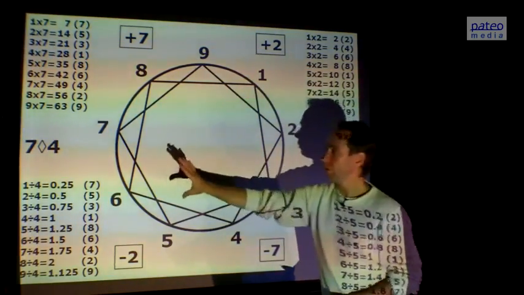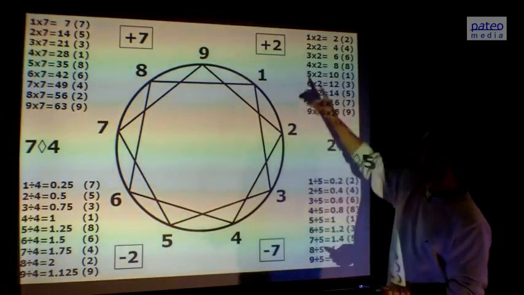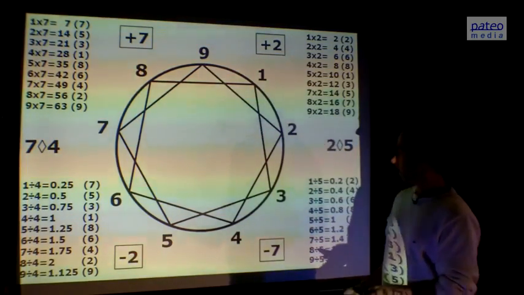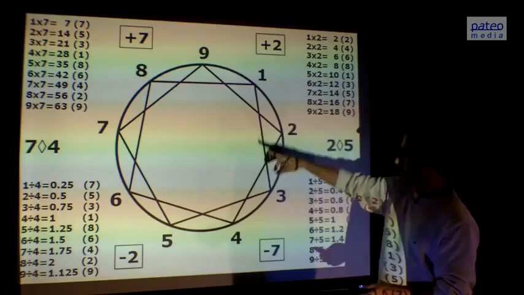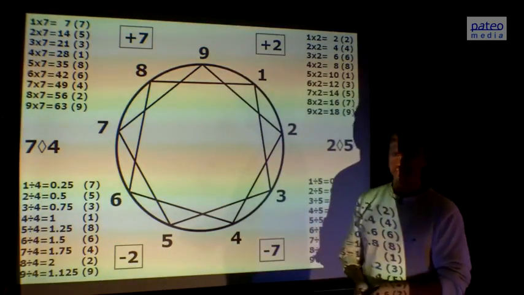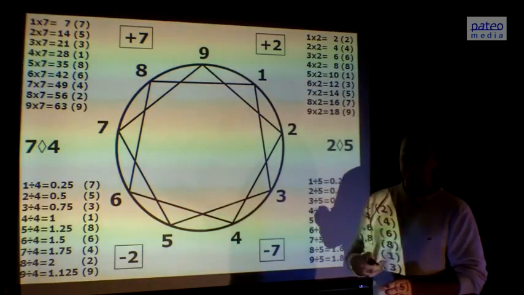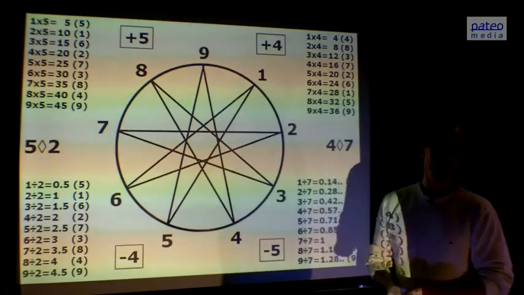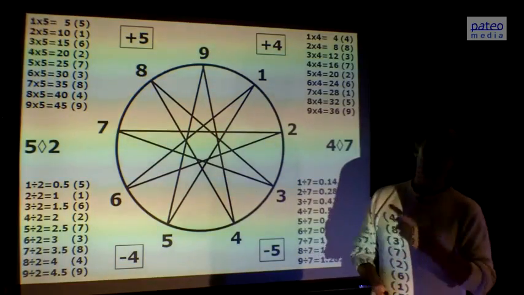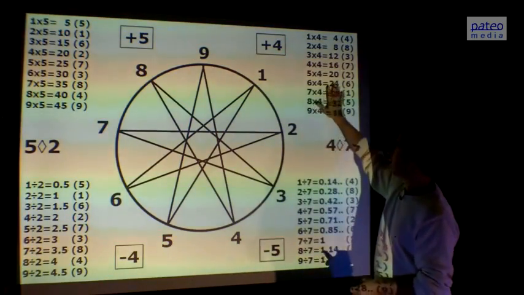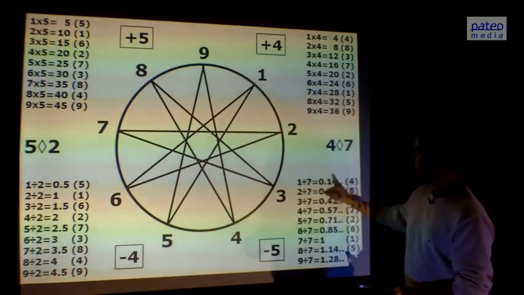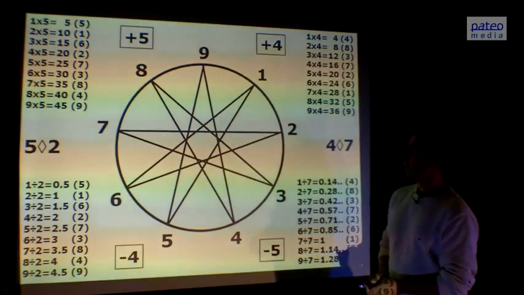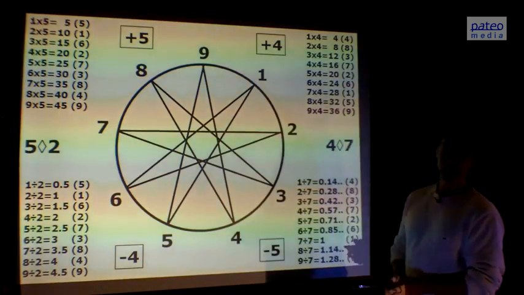7, 4 reciprocals, 2 and 5 reciprocals. And of course the same happens with adding 2 or subtracting 7. Go clockwise or counterclockwise, adding 7 or subtracting 2. Now we have the same numbers, but it's the other way around. Now we have the multiplication table of 4 and the division table of 7. And again we see that they are reciprocals.